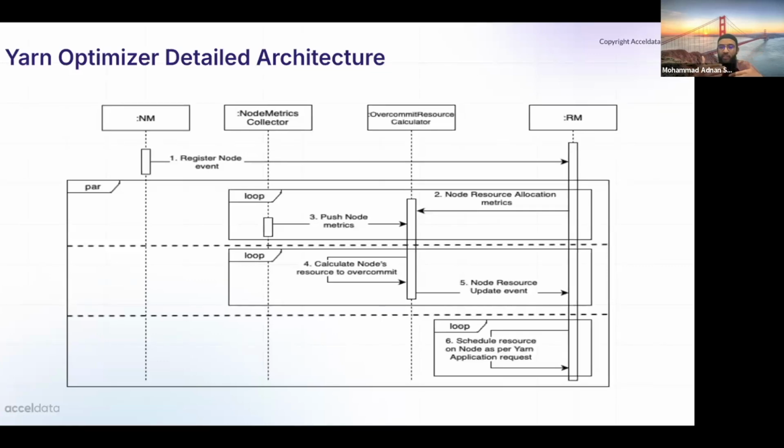So we are getting the metrics from both the ends. Then we calculate the node's resource to overcommit, and then we send a node resource update event, and then schedule resources on the node as per the YARN application request. So the intention of bringing this slide is to help you understand how we fit ourselves in this ecosystem of Node Manager and Resource Manager.